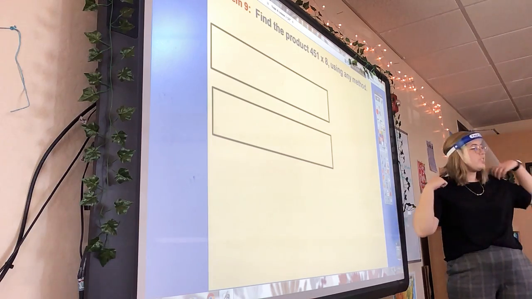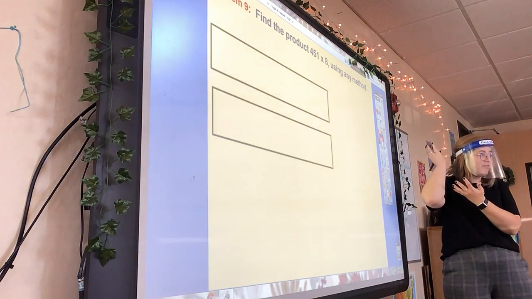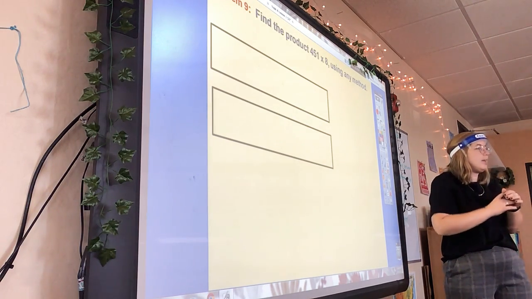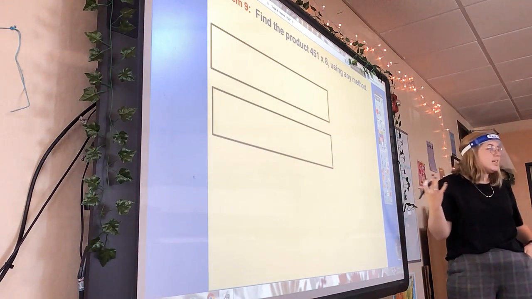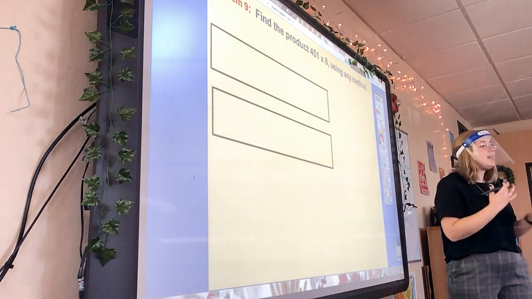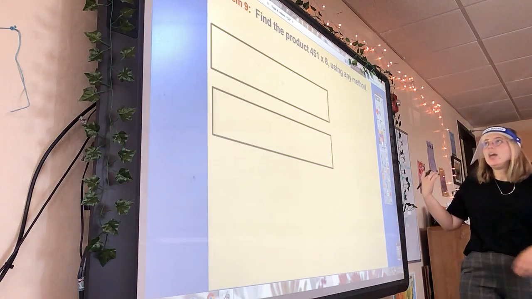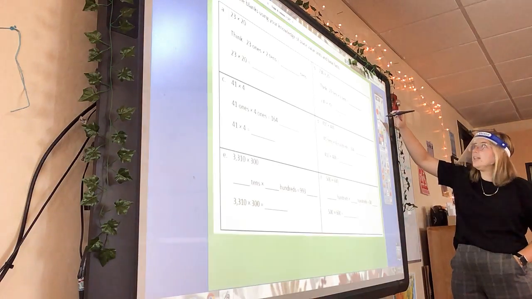You also will be doing this sort of thing. It would be really cool if you paid attention right now. You will also be taking numbers that are not multiples of 10. It does say find the product using any method. So there you go. Any method. If you would like to do standard algorithm, you may do that, although on your homework, I'll show you what that looks like.